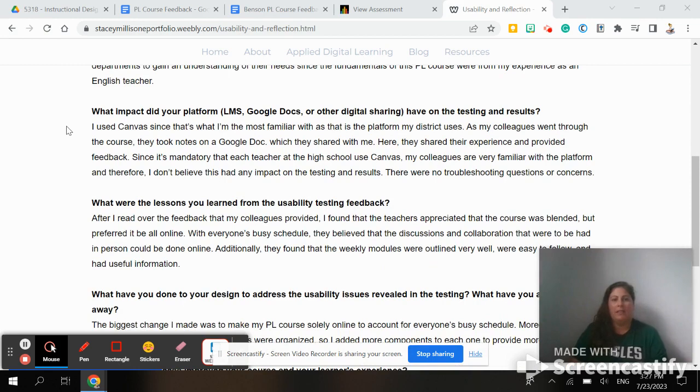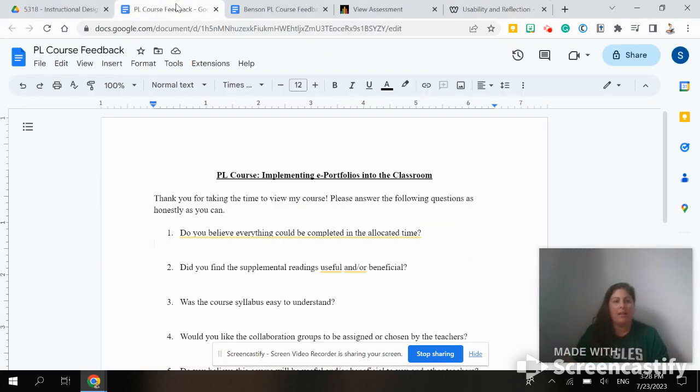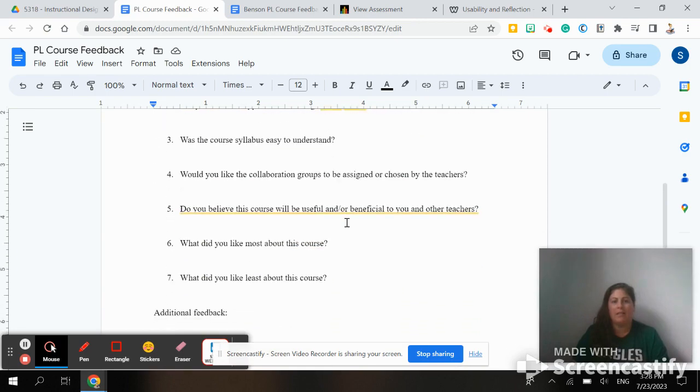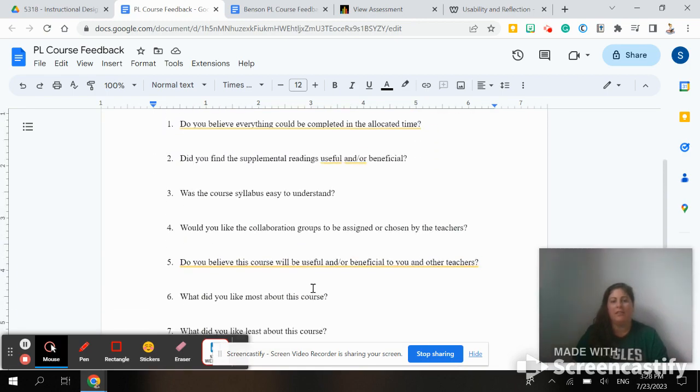So what impact did your platform have on the testing and results? I used Canvas as my platform because that's what I'm most familiar with, as that is what my district uses as the platform. Therefore, my colleagues had no problem going through it, understanding the modules, how to go through assignments. So they focused more on the actual course rather than trying to figure out how to navigate the course, which was wonderful. All I did was, as they went through, I sent them a Google Doc. This was the Google Doc. It has 7 questions and then additional feedback if they would like.